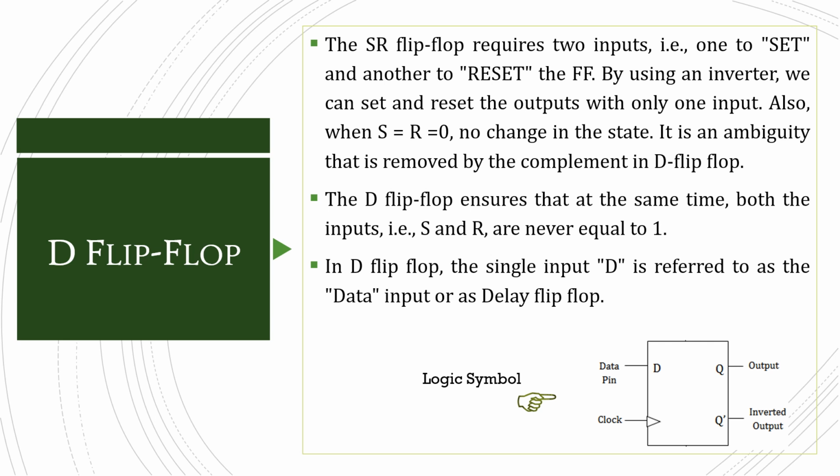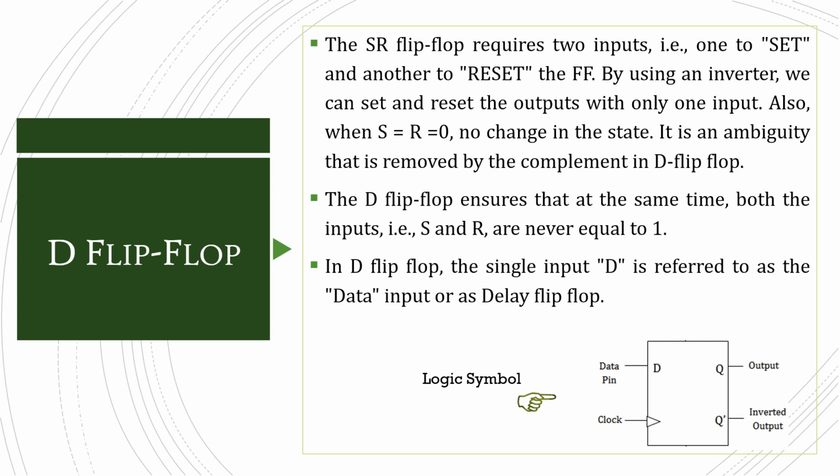The SR flip-flop, as you know, requires two inputs, one to set the flip-flop and another to reset the flip-flop. That is, when S is equal to 1 and R is equal to 0, the flip-flop will be in the set state, and when S is equal to 0 and R is equal to 1, the flip-flop will be in the reset state. And for the other two conditions, when S is equal to R is equal to 0, there is no change in the state of the flip-flop, and when S is equal to R is equal to 1, it is an invalid, indeterminate, forbidden state in the SR flip-flop. That is the main disadvantage of this SR flip-flop.